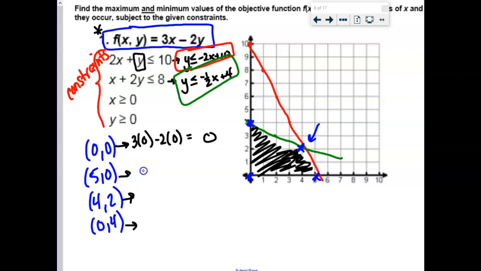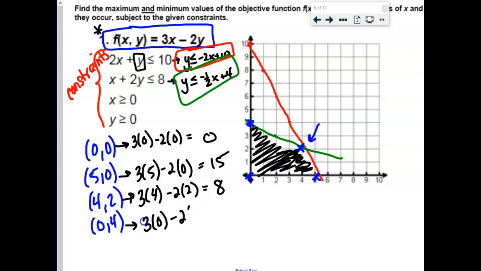All right, plugging in a 5, 0, we get 3 times 5 minus 2 times 0, which is a 15. Good. All right, plugging in a 4, 2, you get 3 times 4 minus 2 times 2, which is 8. And then plugging in a 0, 4, you got 3 times 0 minus 2 times 4, which gives us a negative 8. So the directions up here say find the minimum and the maximum, both.